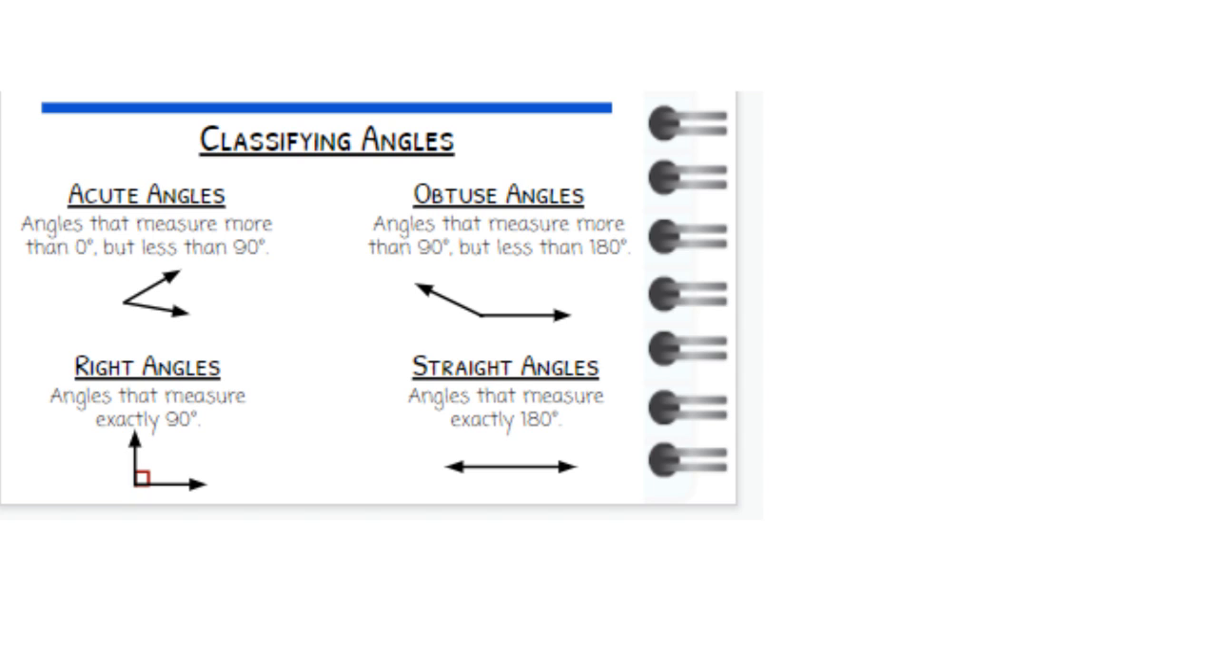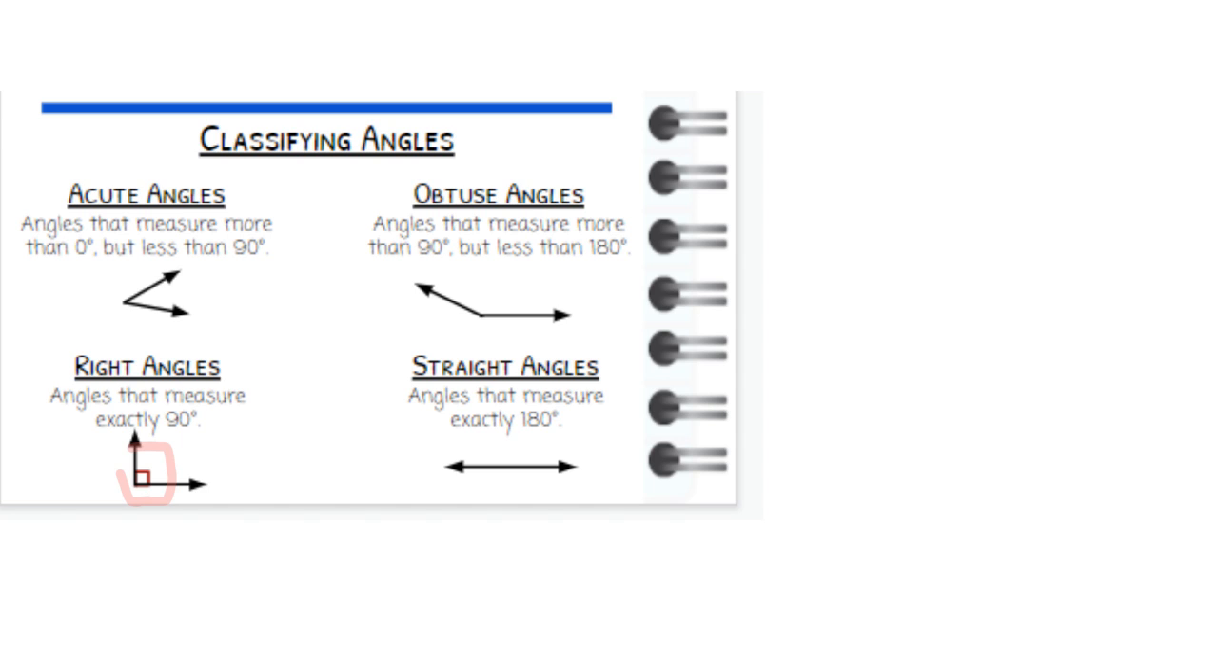Now, the next 2, your right angles and your straight angles, are going to be exact measurements. For a right angle, it has to be exactly 90 degrees, and you can always tell you have a right angle because of that little red right angle box. That tells you this is exactly 90 degrees. And then your straight angles would be angles that measure exactly 180 degrees, or that create that line. That would be a straight angle.